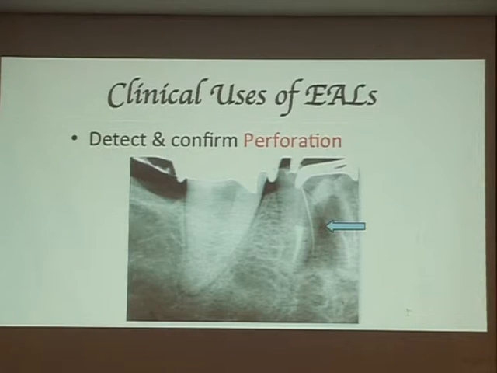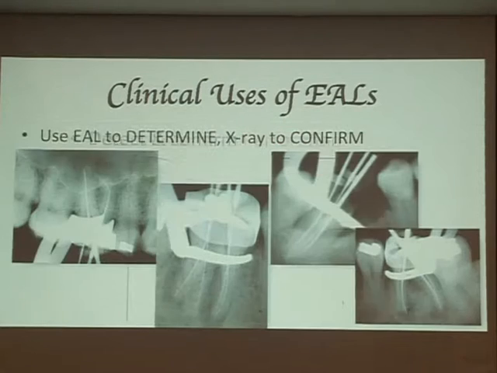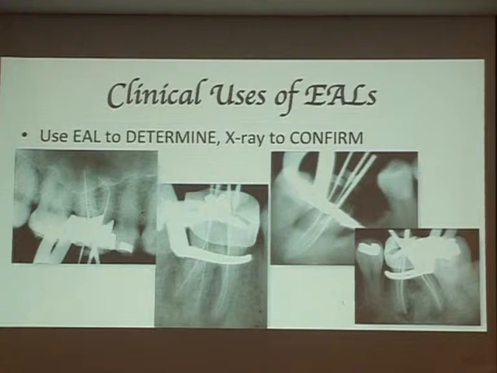Also, it helps us to diagnose perforations, because the apex locator can measure the resistance between the canal and the PDL, periodontal ligament. If there's a perforation, you get an early reading. In my clinical practice, I always use the apex locator to determine the working length. Then I take an X-ray to confirm. Some cases I do not take an X-ray.